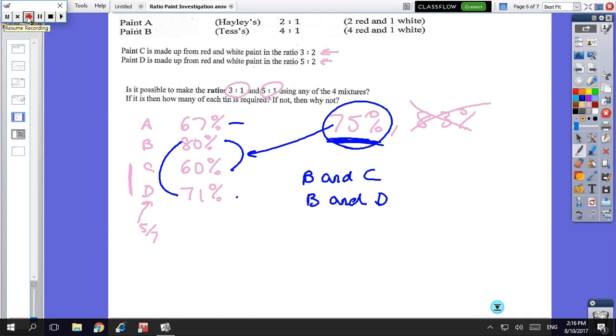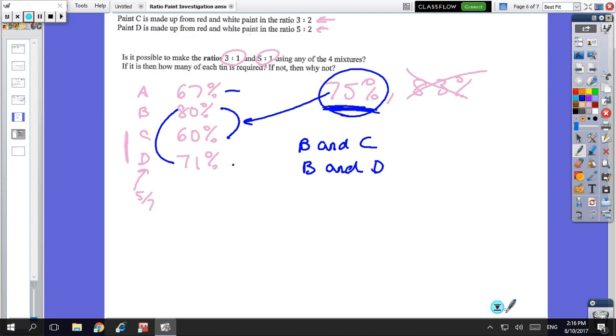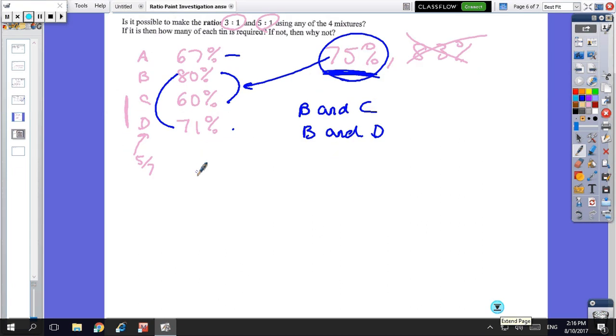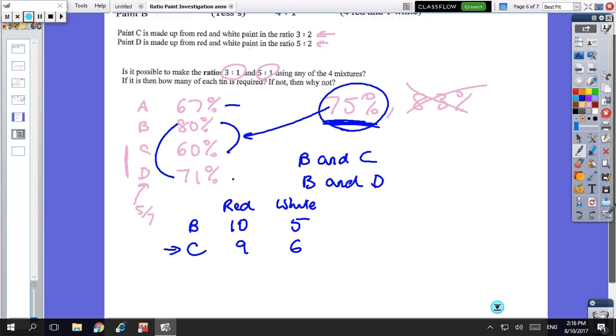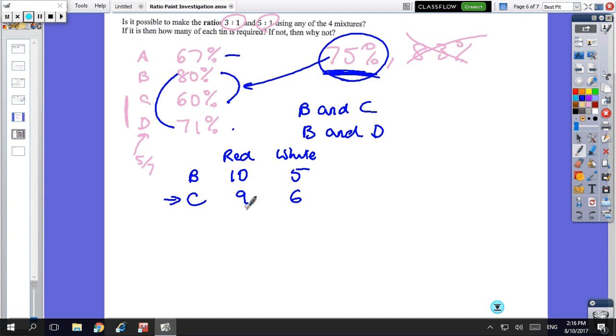So the one I'm going to do is the B and C answer. So the B and the C, red, white. Okay, so we've got 10 and 15 and 9 and 6. So we'll have C, because C doesn't actually say in the question what the can sizes are. So C's a nice easy one because you can get 15 litres out of those ratios. And so we've got the equation to solve.